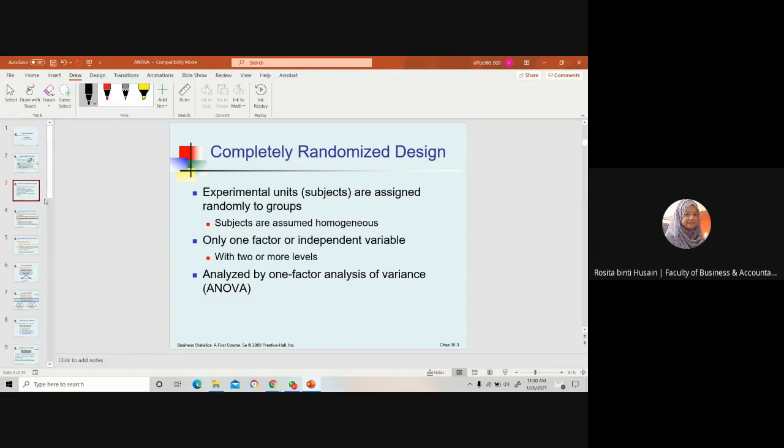Analyze by one factor, analysis of variance. Nama dia ANOVA, analysis of variance one factor. Kita panggil one way ANOVA. One way maksudnya kita fokus only one factor as an independent variable, right? To predict one dependent variable, di mana setiap nilai yang kita measure untuk dalam group tu akan contribute kepada dependent variable.